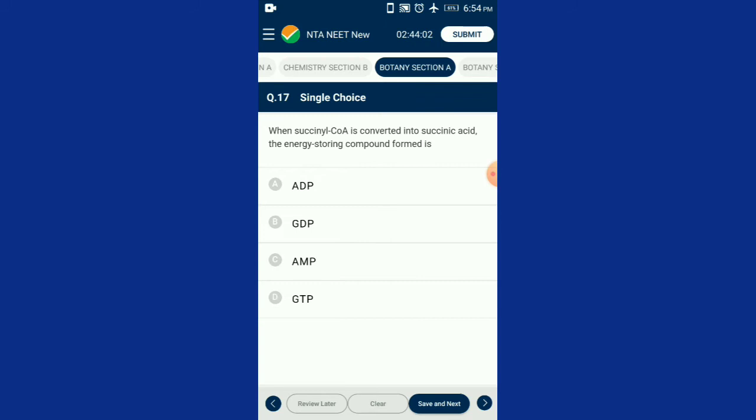Question number 17. When succinyl-CoA is converted into succinic acid, the energy storing compound formed is? When succinyl-CoA is converted into succinic acid, the energy storing compound formed is GTP, guanosine triphosphate.